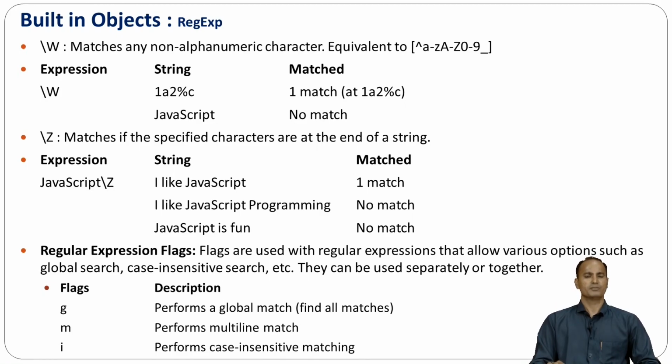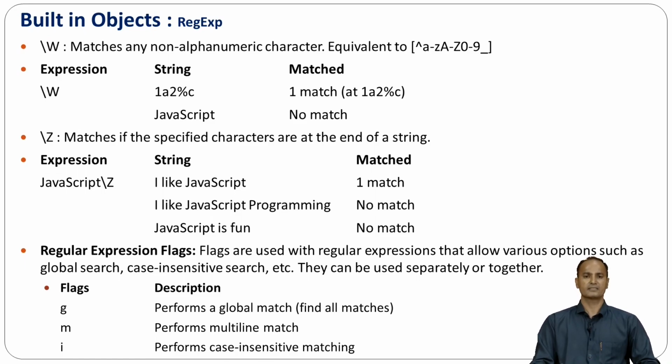Various flags are used with regular expressions, and these flags play a vital role. Small g performs a global match. That means if we provide a pattern with the g flag, the pattern will be matched in the whole string. m performs a multi-line match. That means if our string spans more than one line and we want to perform the pattern matching in all lines, then we need to provide the m flag.